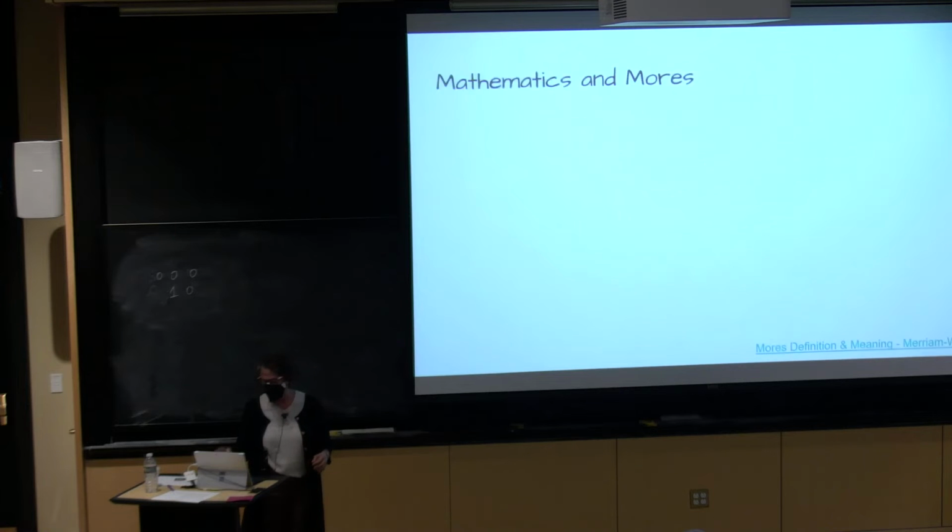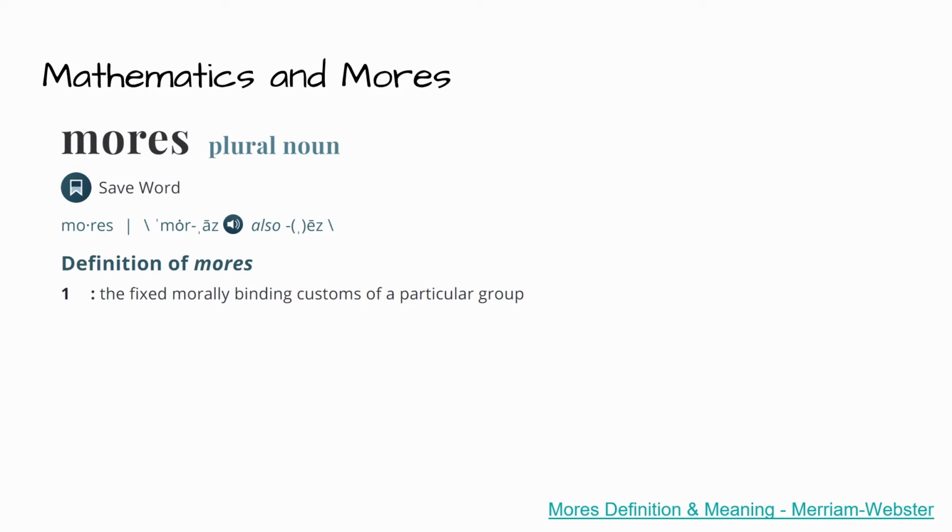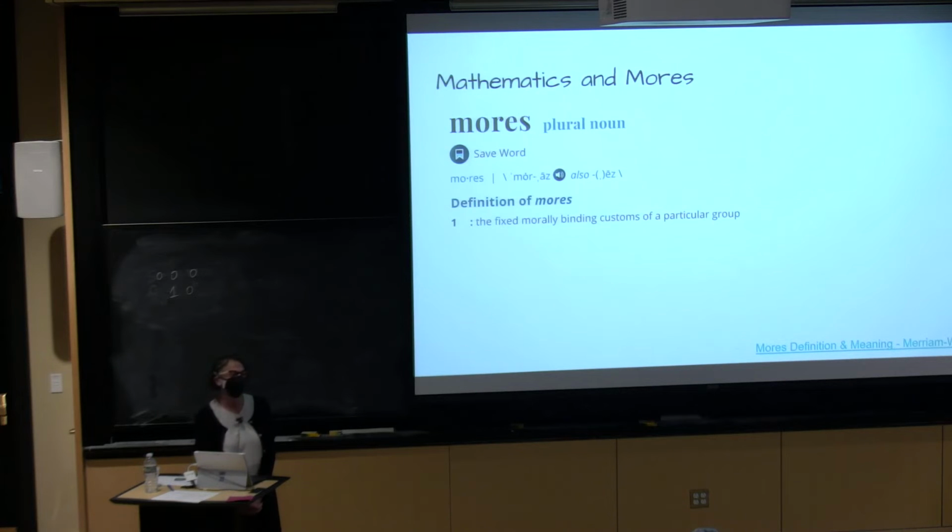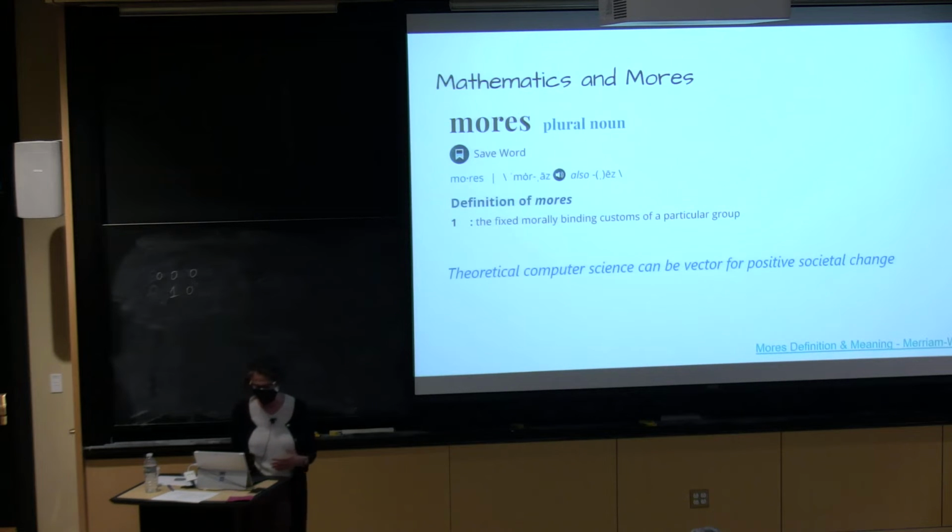Good. So the title for this series is Mathematics and Mores, and just for the non-native speakers, I wanted to give the definition of mores as the fixed morally binding customs of a particular group. Notice that it doesn't say what is right and what is wrong. It's not the same thing as ethics, but it's contextual. And that will be particularly important when we get to fairness.